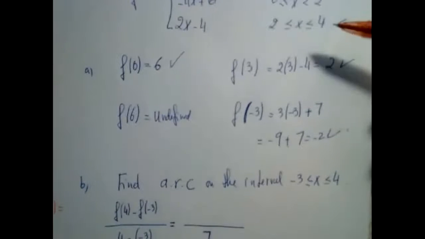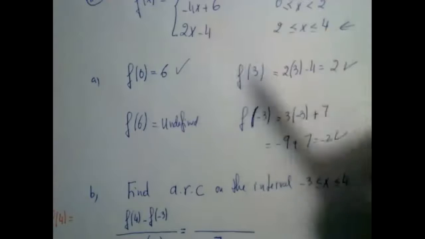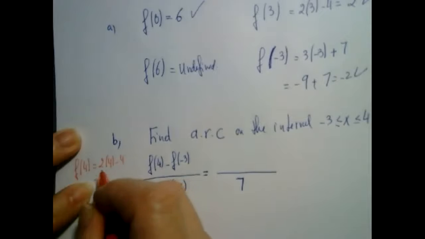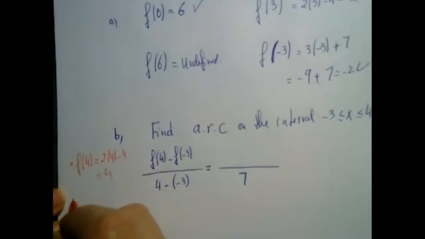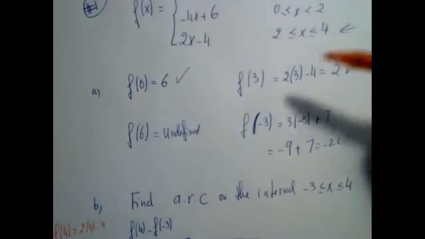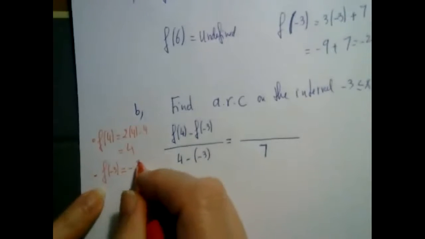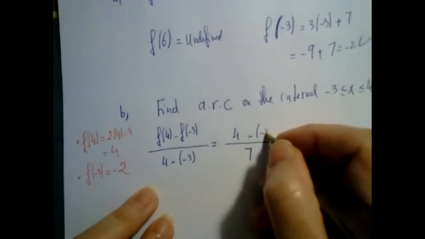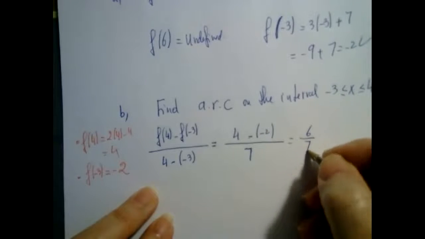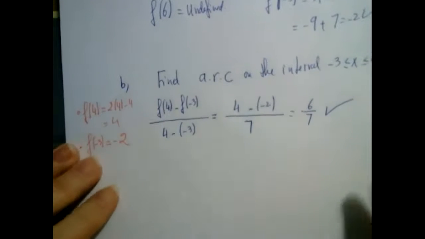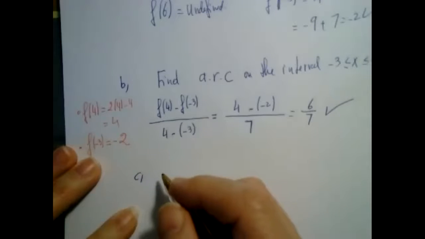F of 4, I need to use this formula here. It's 2 times 4 minus 4. It's 8 minus 4, that's 4. And now I need f of -3. F of -3, we already found it, it's equal to -2. So now it's going to be 4 minus -2, 6 over 7. Absolutely correct. Okay. Now part C is graph f.